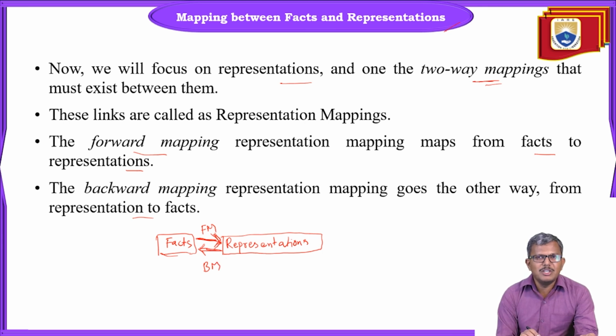Okay, so the mapping can be done either in the forward direction or in the backward direction. But in most cases, if your knowledge representation is to be effective, then you are supposed to map in two ways. It should not be a one-way representation.